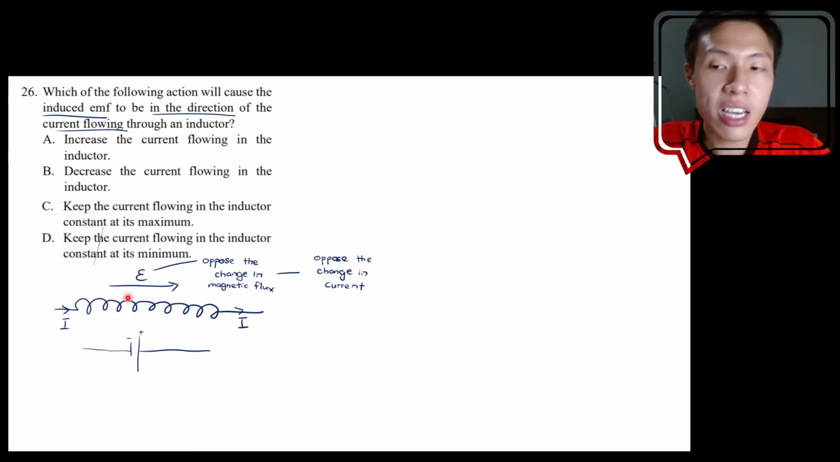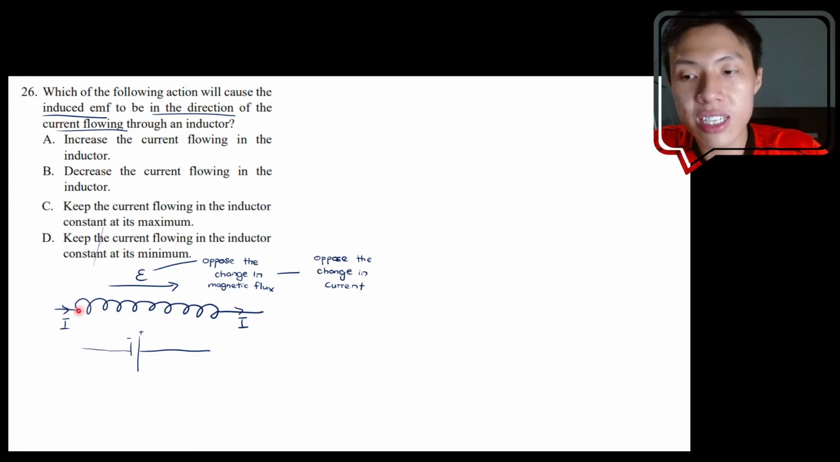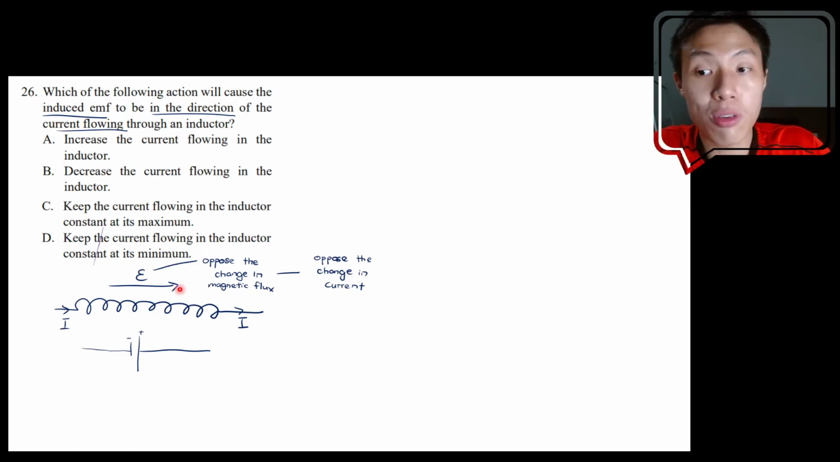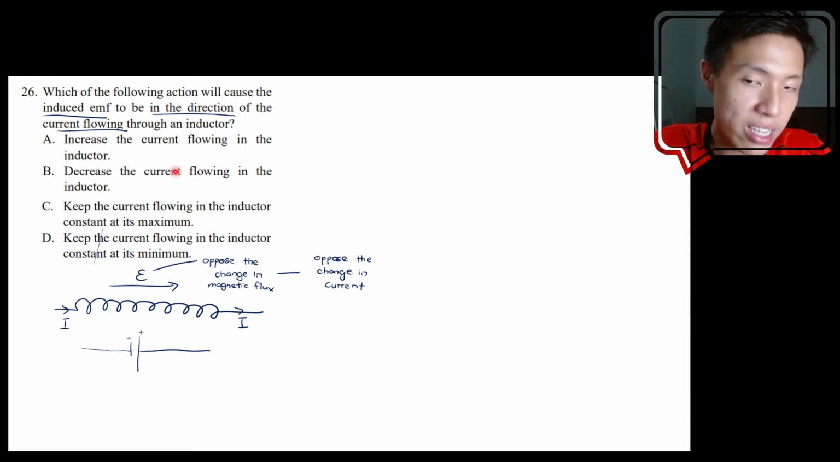Okay, again, if your current is flowing in this direction and the current is decreasing, your induced EMF will try to oppose this decrease in current. So that means it tries to increase back the current. If you want to increase back the current, you pump in this direction. Then that's why your EMF is in this direction. That's why the answer should be decrease the current. Okay, so let's try another scenario.